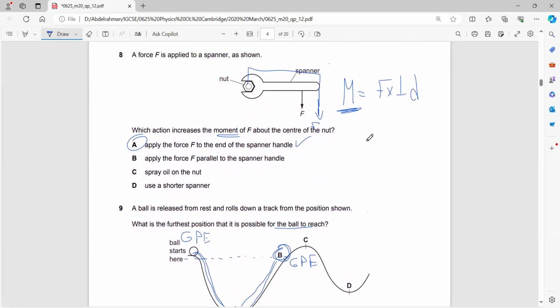Again, which action increases the moment? How can I increase the moment? Moment equals force times distance. So you either increase the force or you can increase the distance.